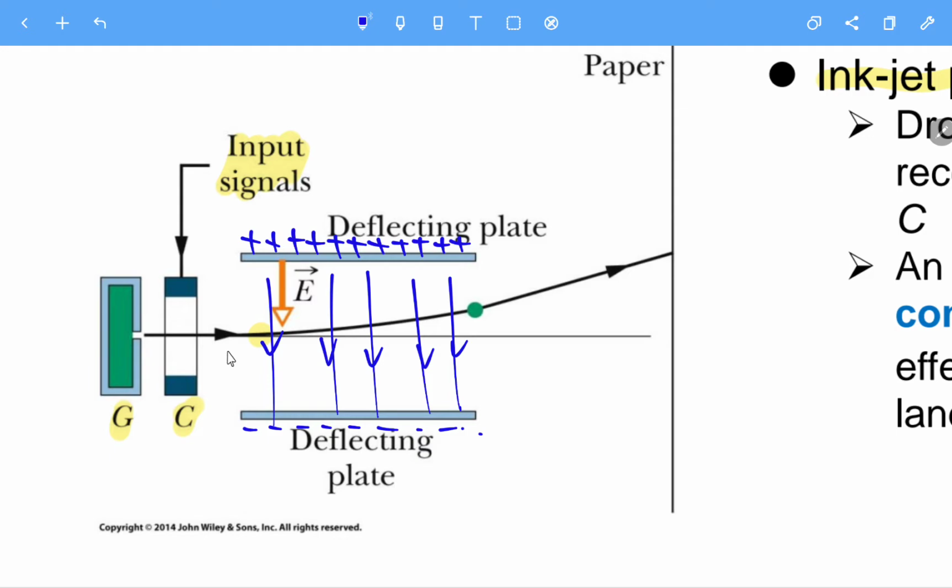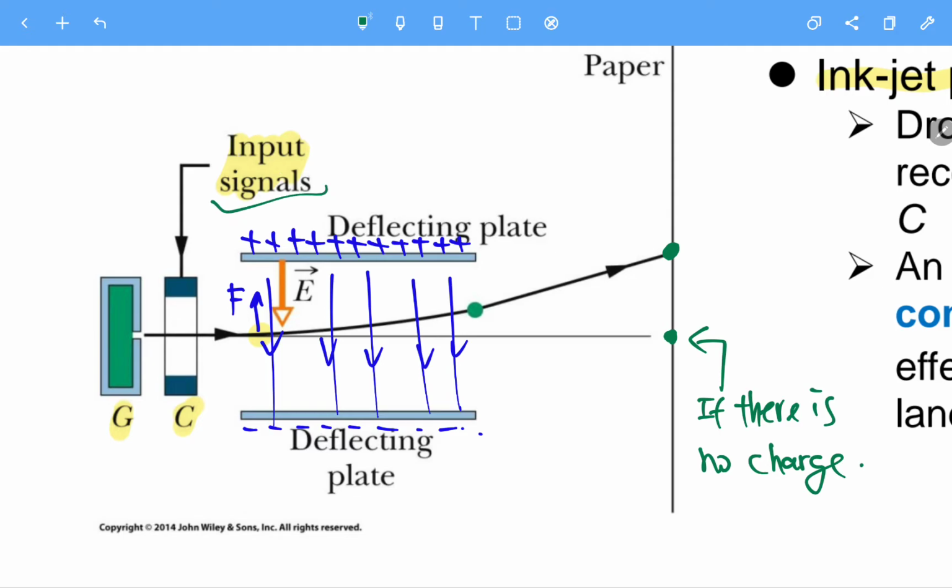So the E field points to the lower side, and in this case, there will be a force acting on the charged ink pointing to the top. Originally, if there is no charge, the ink will go straight if we just ignore the gravitational force. So it will just go to here. Maybe I can use green color. So this ink may go to here if there is no charge. But if there is some negative charge, it may go this way. This ink will go to here.